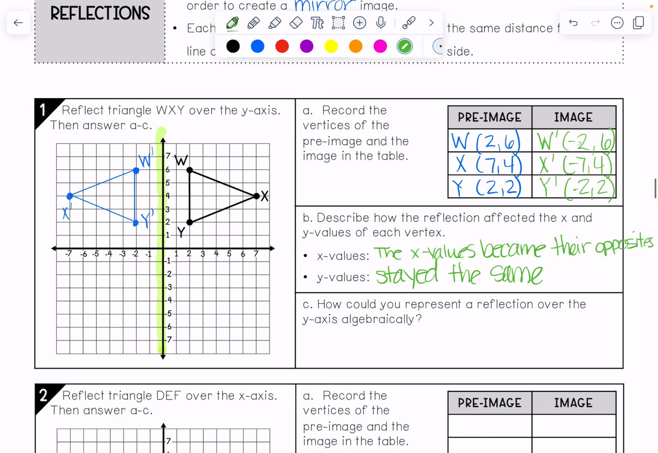So if we think about how to represent this algebraically, we're going to start with our (x, y), our original point. The arrow represents that I'm changing it. And so if I want to think about what I ended up with, I need to take the opposite of the x. So I'm going to write -x, but remember this negative symbol can be read as opposite of. So I'm going to take the opposite of whatever x is, and then the y value will stay the same.